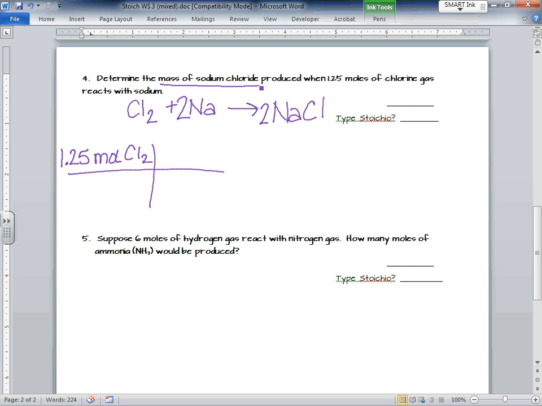On the bottom, I want the moles of chlorine, in this case 1 in the equation, so that I can cancel out those units. These units are going to cancel out. On the top, I want whatever substance I'm looking for, in this case sodium chloride. I have 2 moles of sodium chloride.